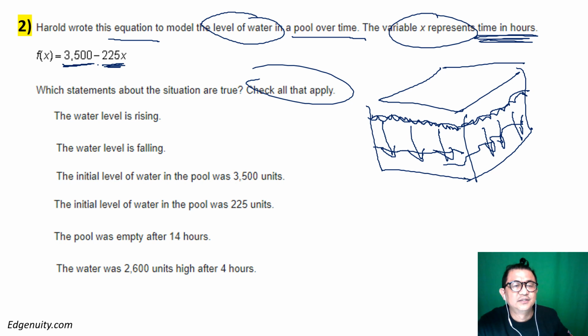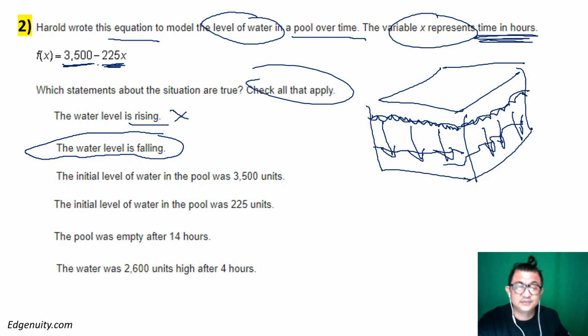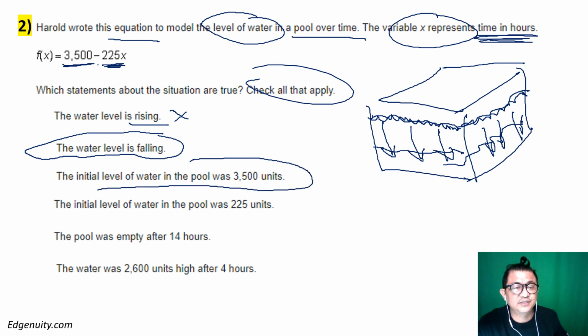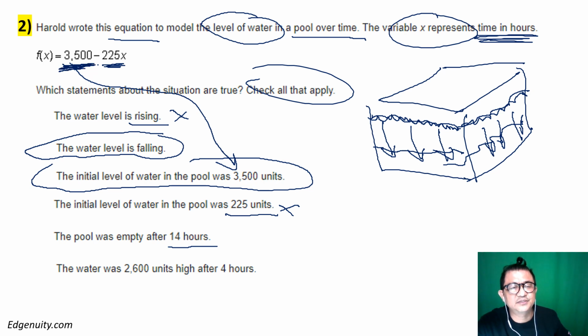Check all that apply. The water is rising. No, the minus means it's going down. The water level is falling. Yes, falling because water is being displaced. The initial level of the water in the pool is 3,500 units. Yes, that's the starting unit. The initial level of the water in the pool was 225. No, that will be multiplied by x. The pool was empty after 14 hours. No, there's already water inside. Remember the 3,500? Not true. The water level was 2,600 at the height of 4 hours.